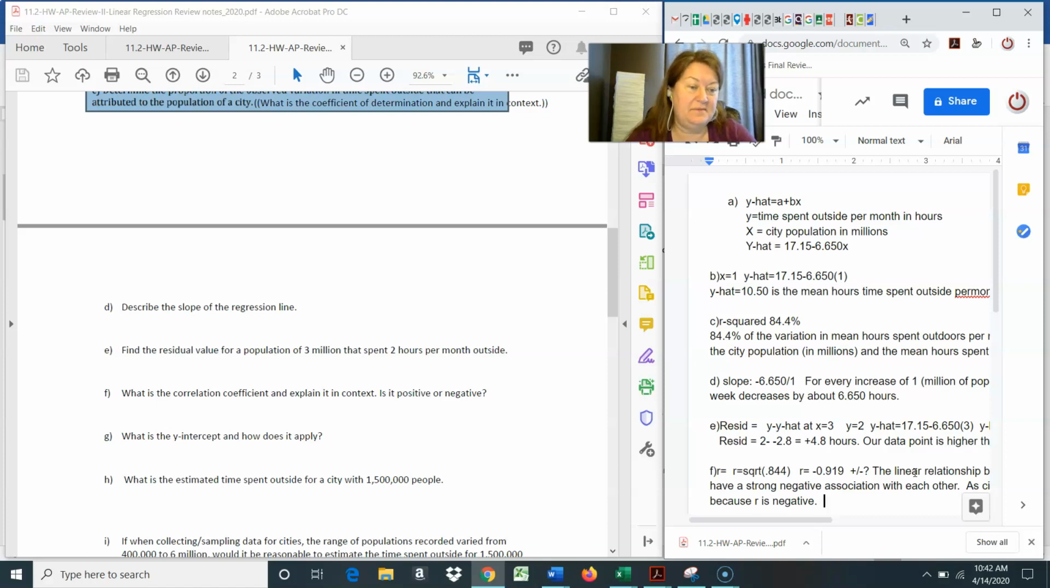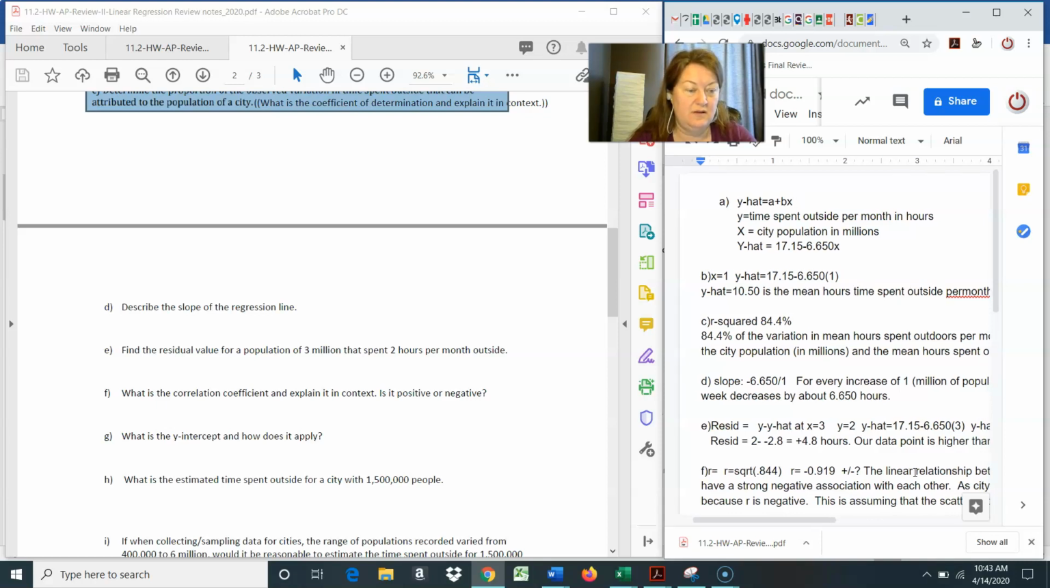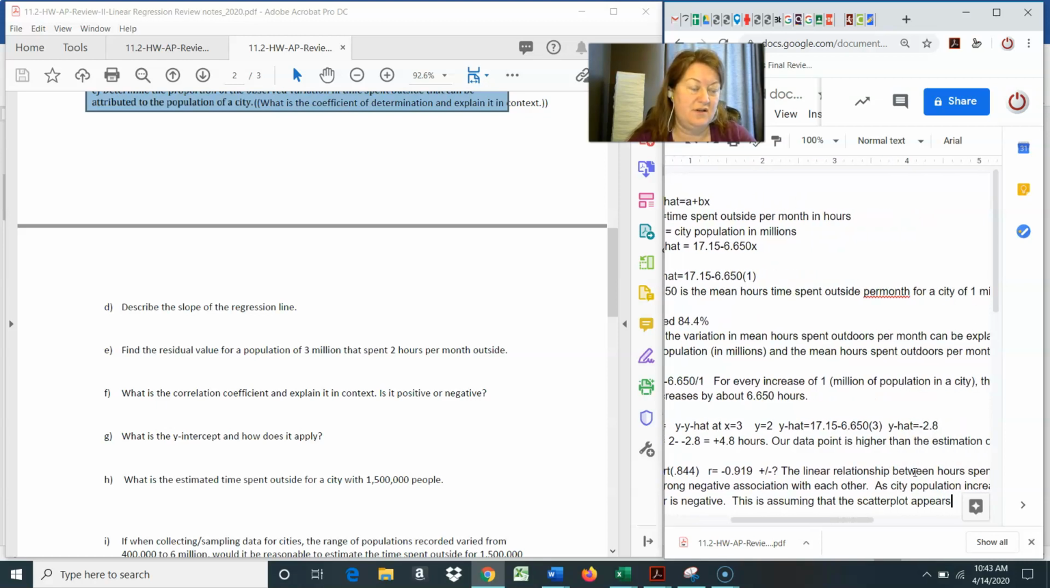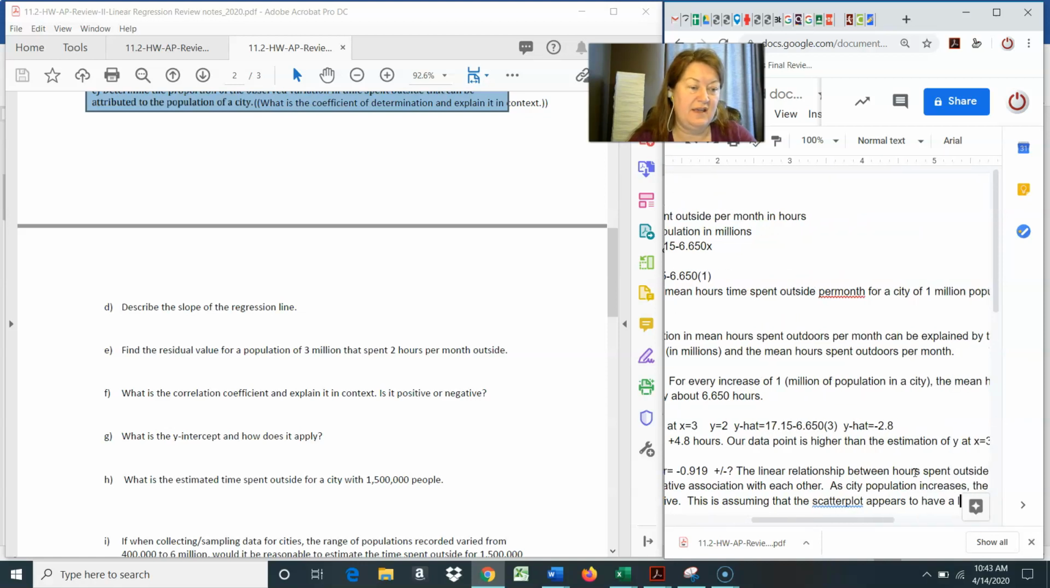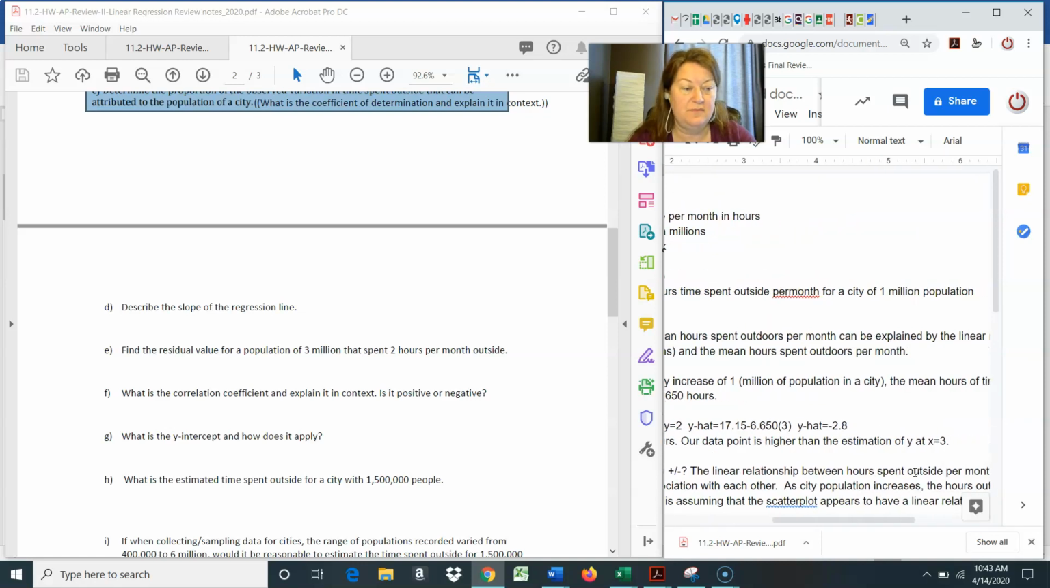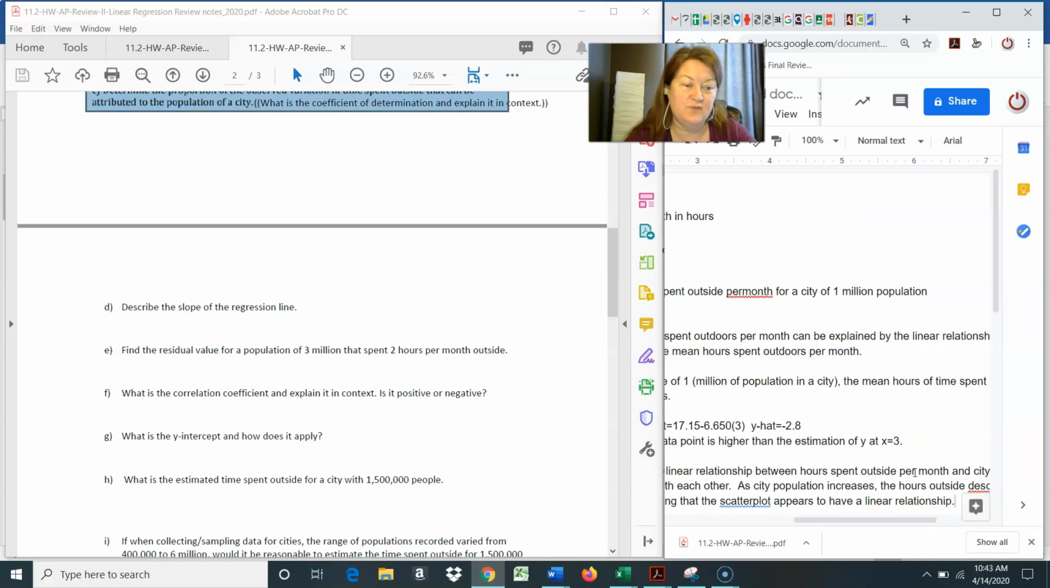Okay, and I don't think they'd be looking for this, but this is assuming that the scatter plot appears to have a linear relationship, right? I can't really tell if it's really a linear relationship or not without actually looking at the dots and saying, yeah, it looks like they're pretty much in a straight line.